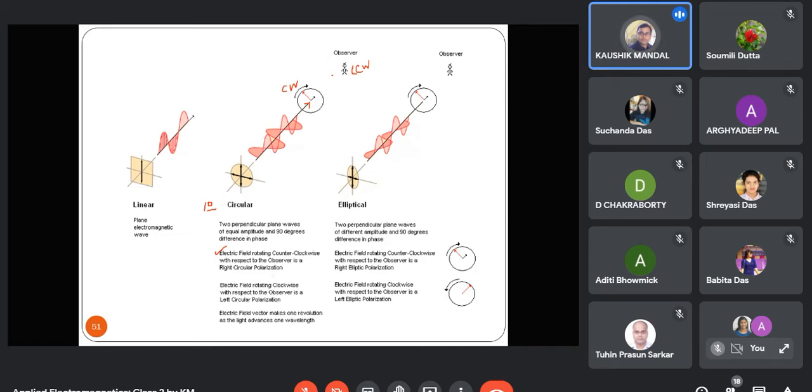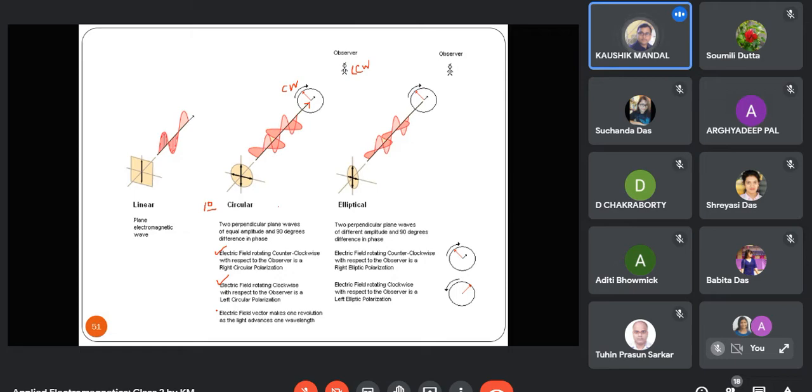Here, I have mentioned the observer for that reason, that is the observer. You have drawn the trace of the electric field vector, the rotation of the electric field vector, as per your position. But when you have said observer, that means with respect to this observer, this is a right circular polarization, counterclockwise. If the reverse is true, the electric field rotating clockwise with respect to the observer is a left circular polarization.